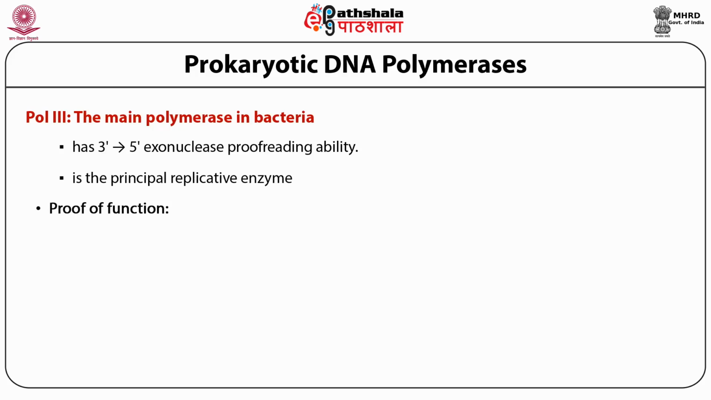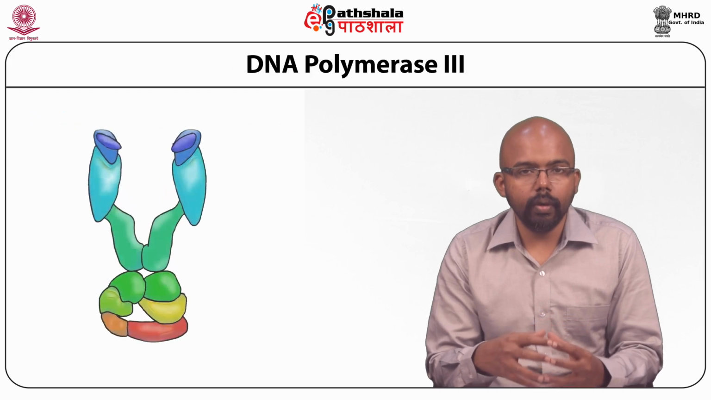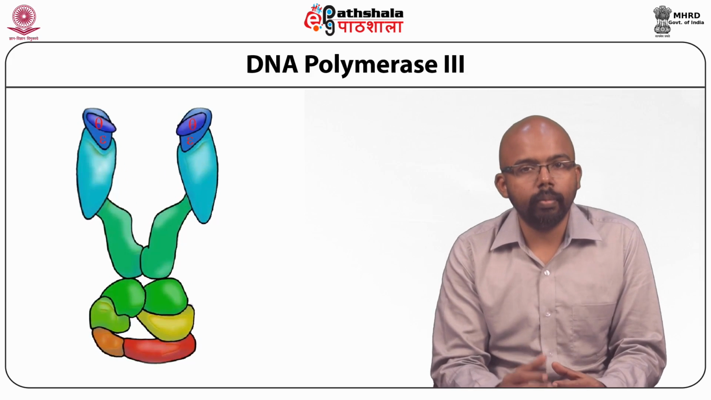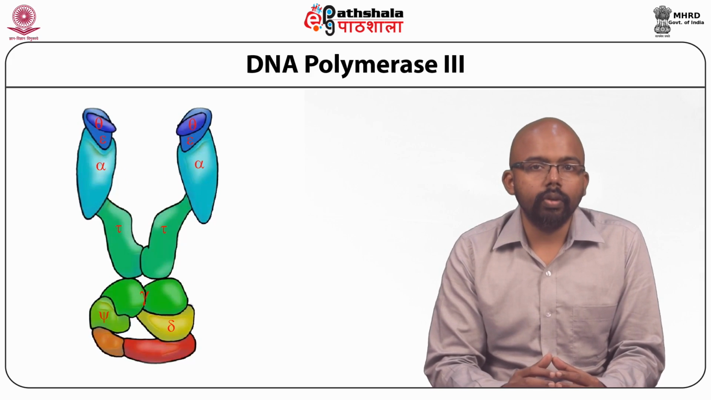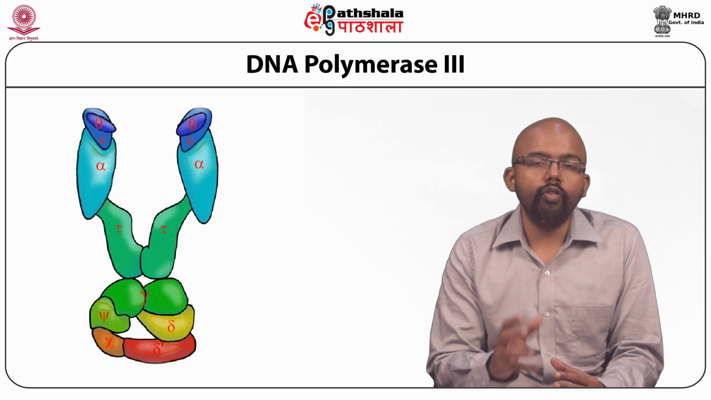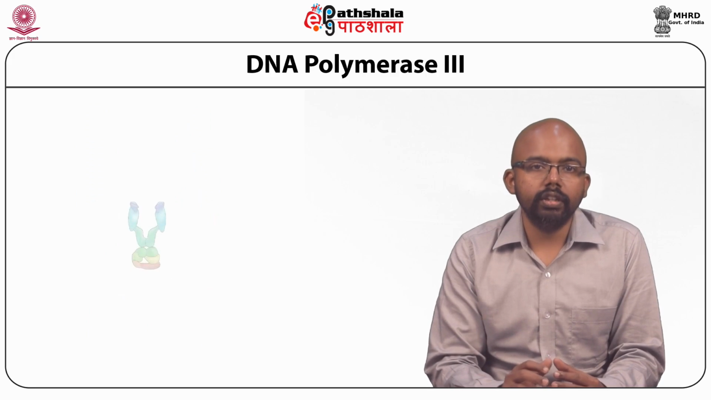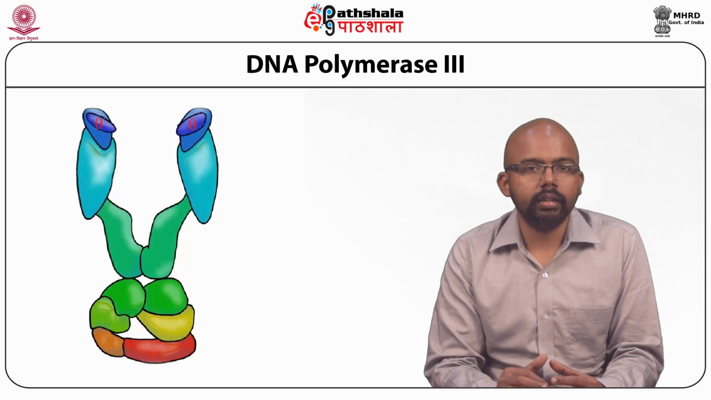Now, how do we know that this is the principal replicative enzyme? Because it is highly processive and at the same time it catalyzes polymerization at a very high rate. Now let's look a little bit in detail at the structure of DNA polymerase 3. If you look at the picture, you can see that there are two forms of this enzyme. One is the core enzyme and the other is the holoenzyme.